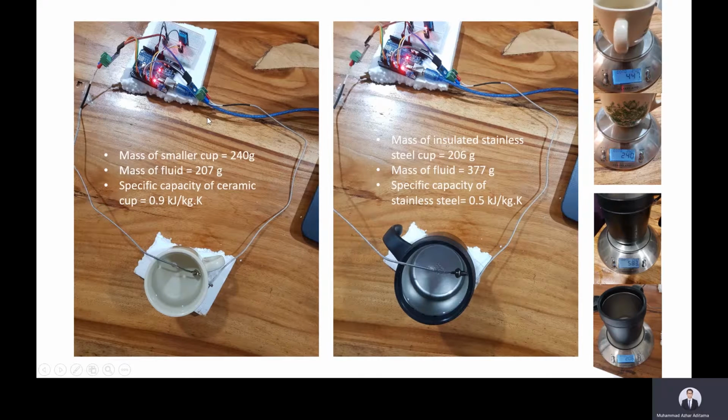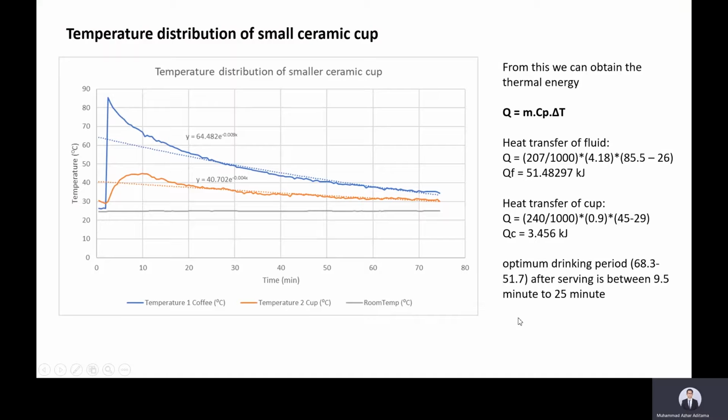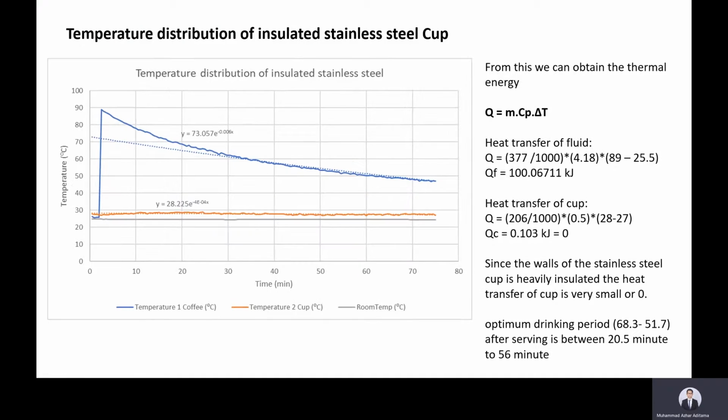Now we have two variations of cups. The first one is a smaller size ceramic cup with a smaller exposed surface area. The next variation is a different material, which is insulated stainless steel that has a vacuum in between the walls. The stainless steel itself also has a smaller specific heat capacity in comparison to ceramic. This is the temperature distribution of the smaller ceramic cup. This is the temperature distribution of the stainless steel cup.